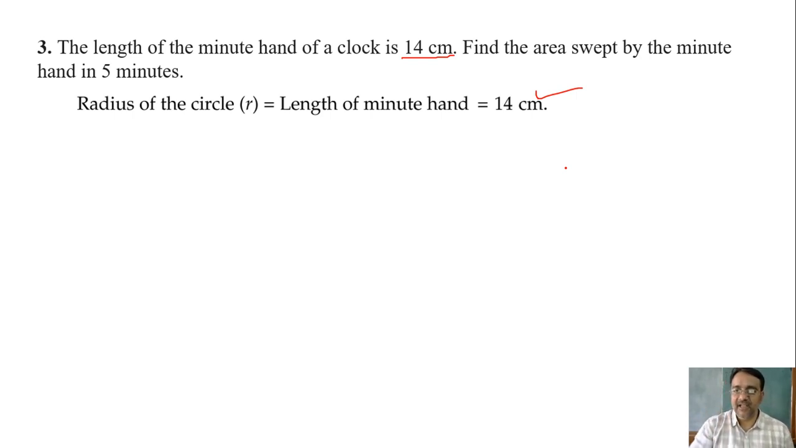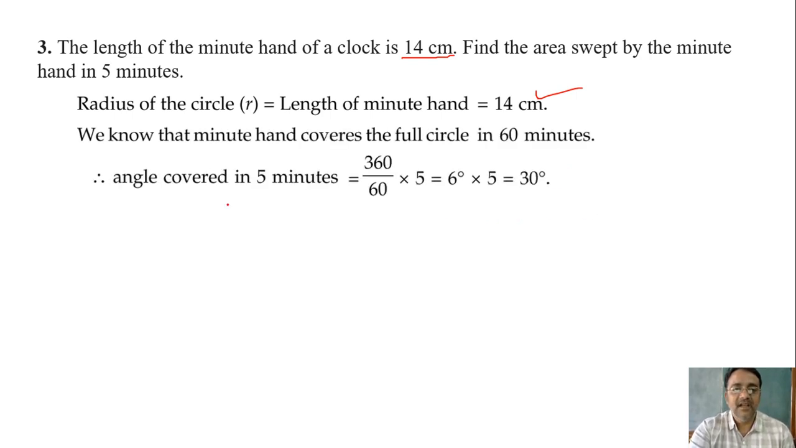And we know that the minute hand covers a full circle in 60 minutes, 1 hour. In 1 hour the full circle is covered. So what will be the angle of sector for 5 minutes? For 60 minutes, 360 degree. For 1 minute, 360 upon 60, that is 6 degrees. Very good. So how will you find the angle covered in 5 minutes? That is 360 upon 60 into 5. So 6 into 5, 30 degree. So this is the value of theta.